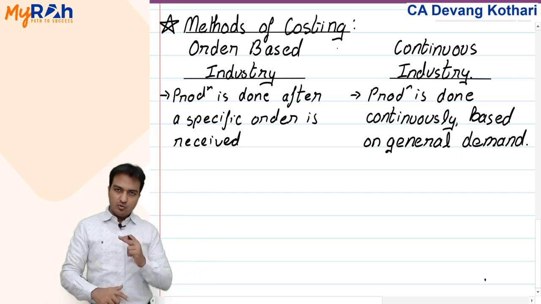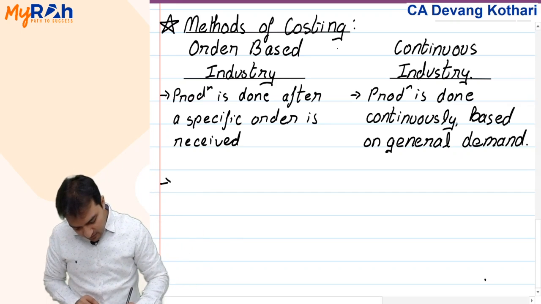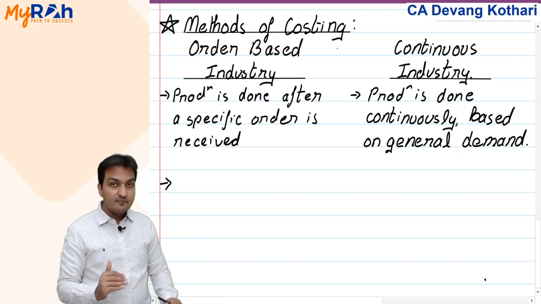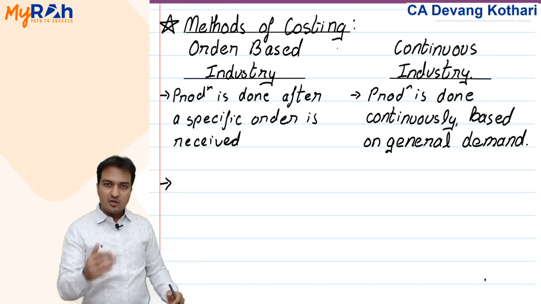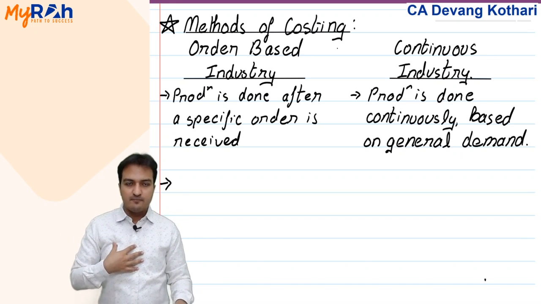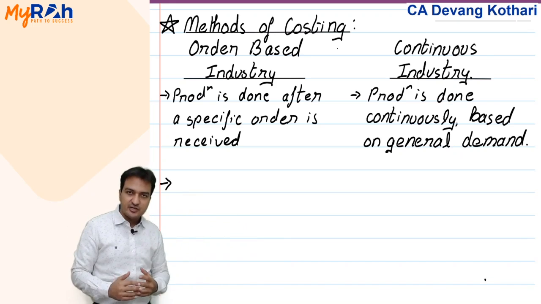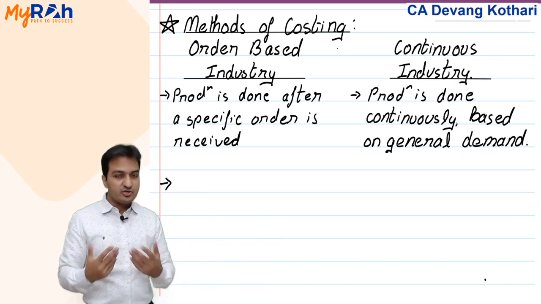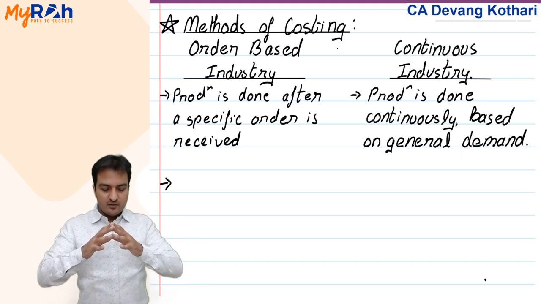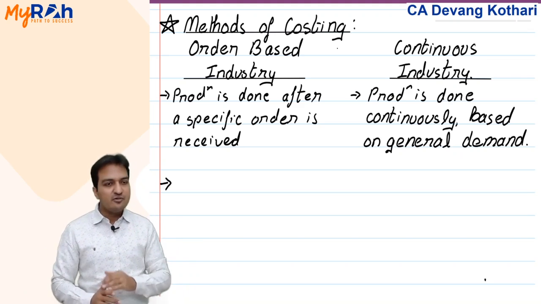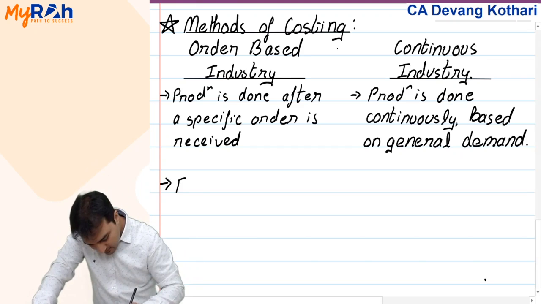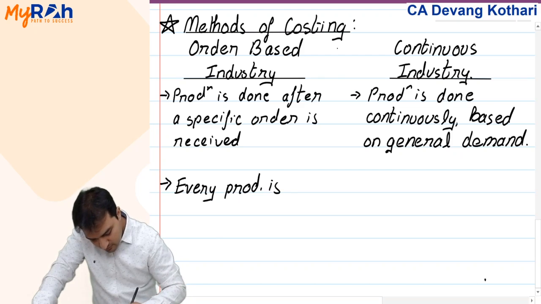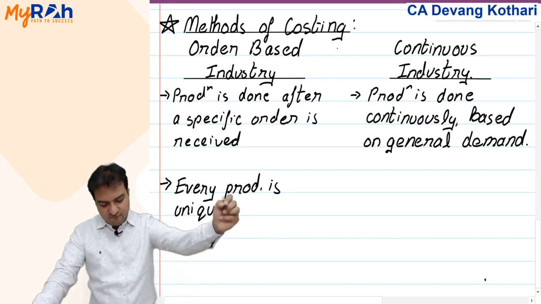Okay, now based on this, another major difference here. In case of order based industry, if the production is done based on a specific order, that is why every product that I make will be different. Because look, if I am the tailor, you give me an order for stitching a sherwani, then the next person who gives me an order for stitching a sherwani, will that be of the exact same design? No. So generally, as a tailor, I will not be manufacturing two or more products of the exact same design. That is why in case of order based industry, every product is unique, different.